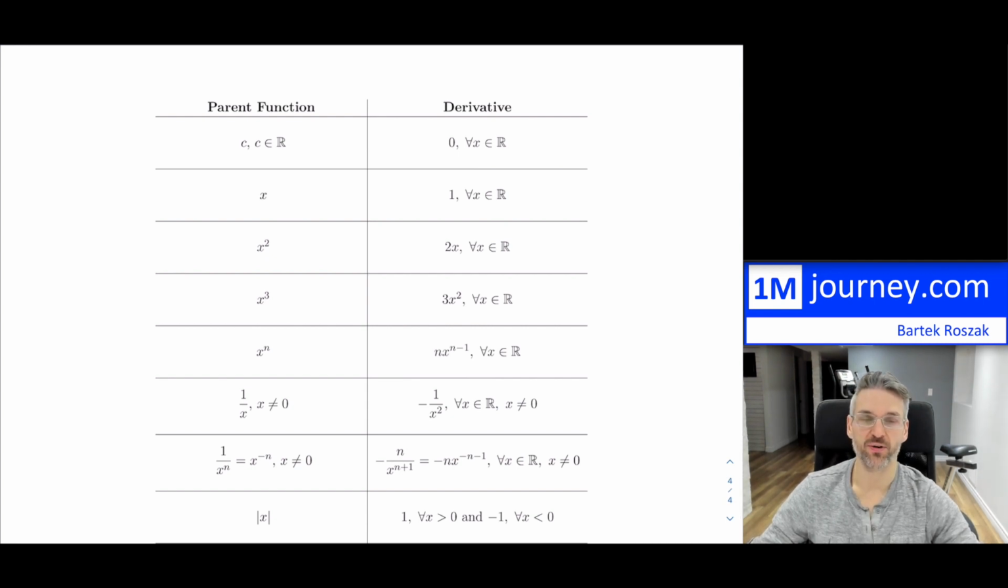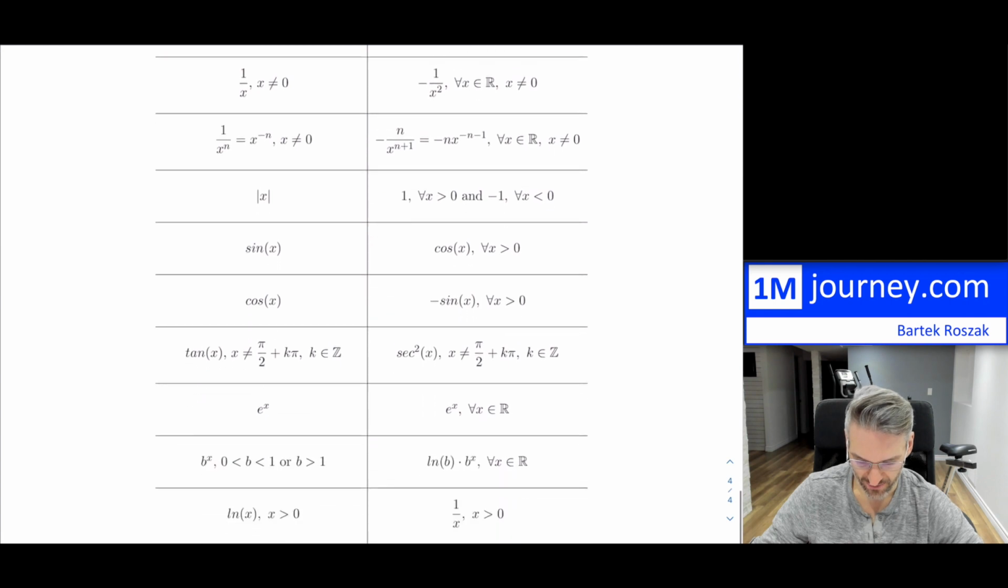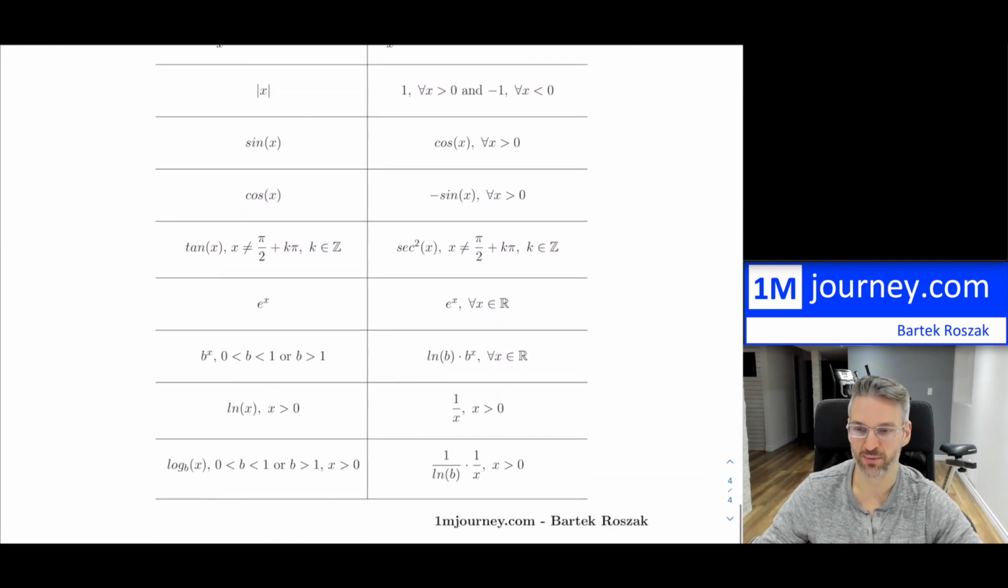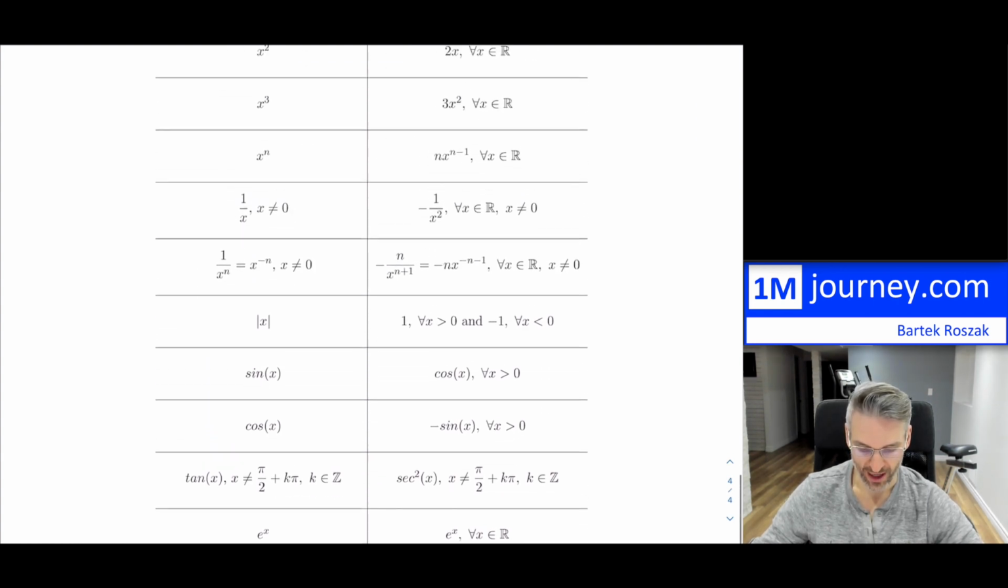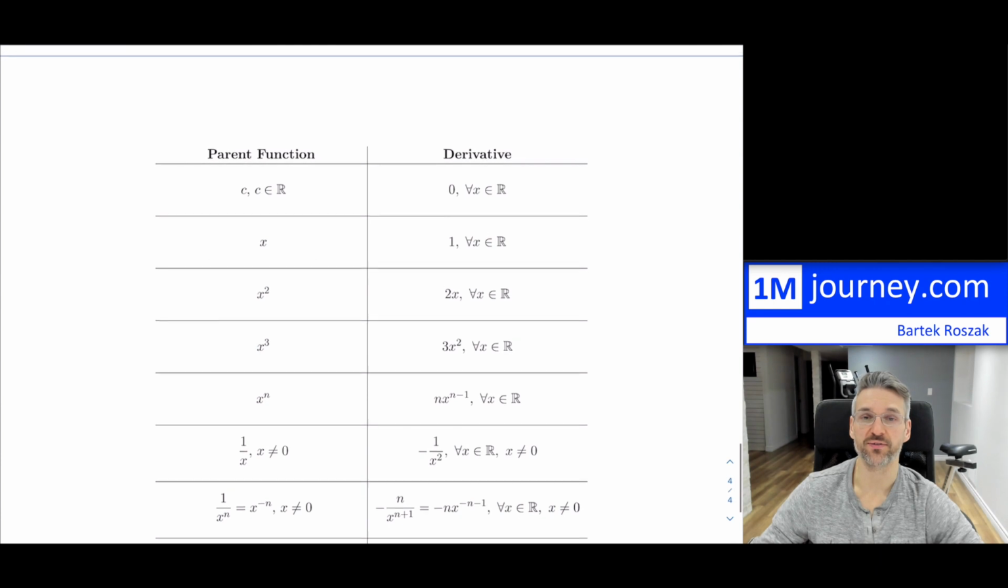And in this table, I am very specific. I also tell you where these derivatives are defined. And I have done all of them. So in a nice one-page table, as you can see here, with all of these provided and the derivatives on the right-hand side, I'm going to go over those in the video.